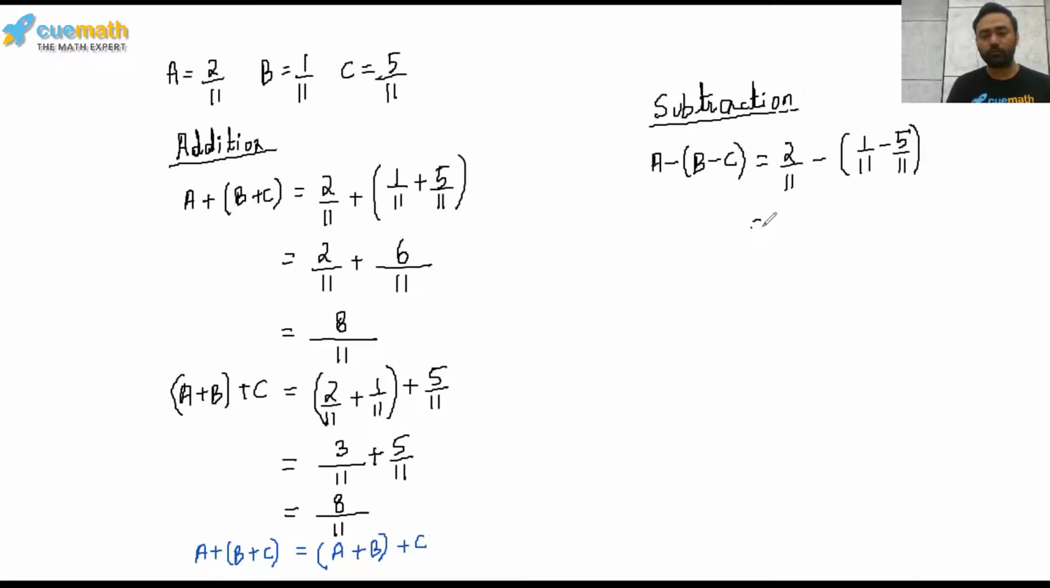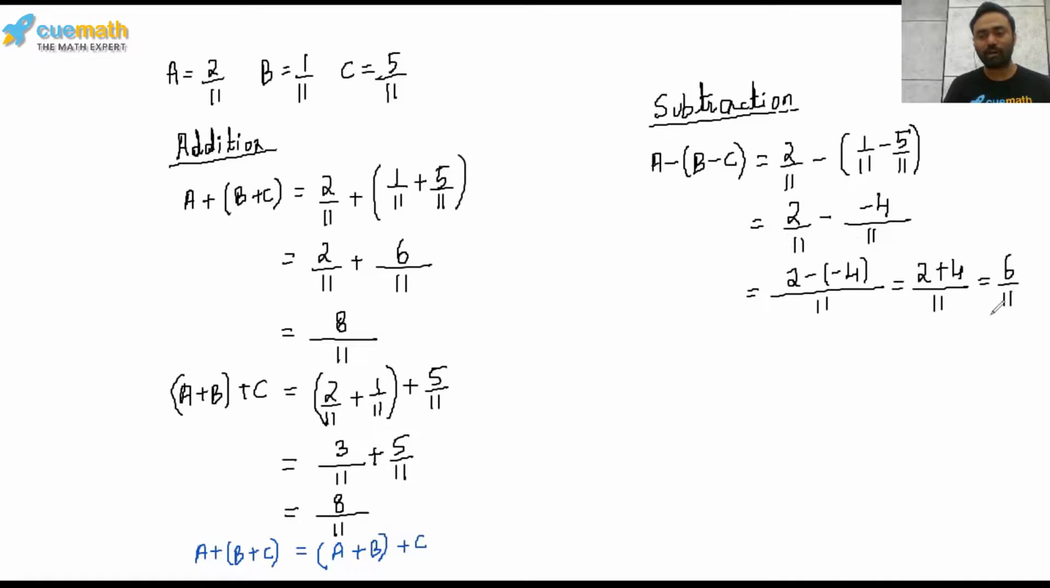Now, if you solve for the brackets, you will see that the denominator is 11, and 1 minus 5 gives us negative 4. And then if we combine these two fractions, the denominator will be 11. 2 minus negative 4, which would be inside the bracket, would give us 2 plus 4, because we know that if we multiply two negatives, we are going to get a positive. So 2 plus 4 over 11 is going to give us 6 over 11 as the result.